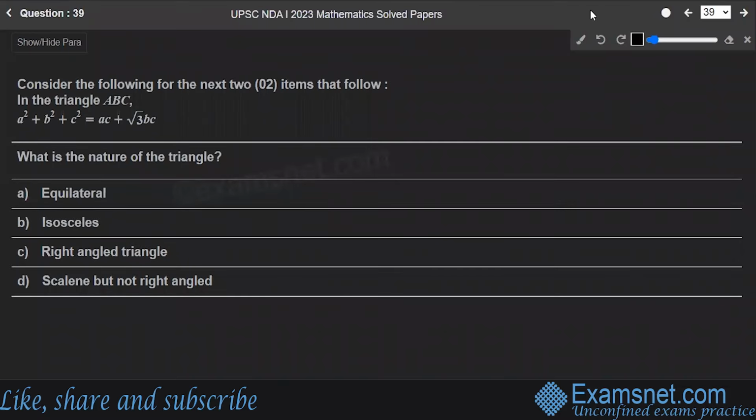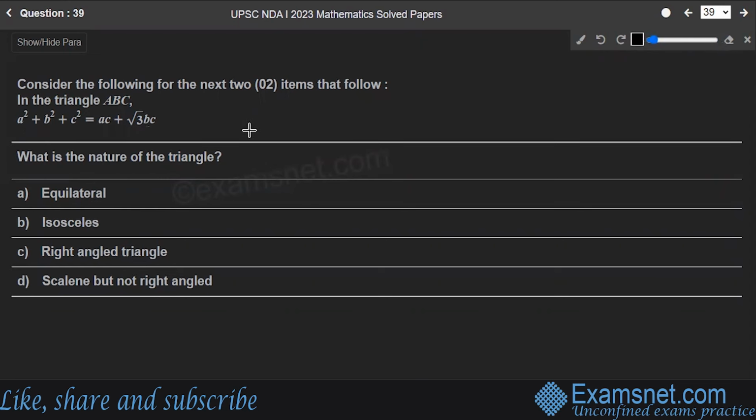Question number 39, again the same thing, 39 and 40 will be based on this statement. The given statement is, in the triangle ABC, a² + b² + c² is equal to ac + √3 bc. What is the nature of the triangle? Equilateral, isosceles, right angled, or scalene but not right angled?